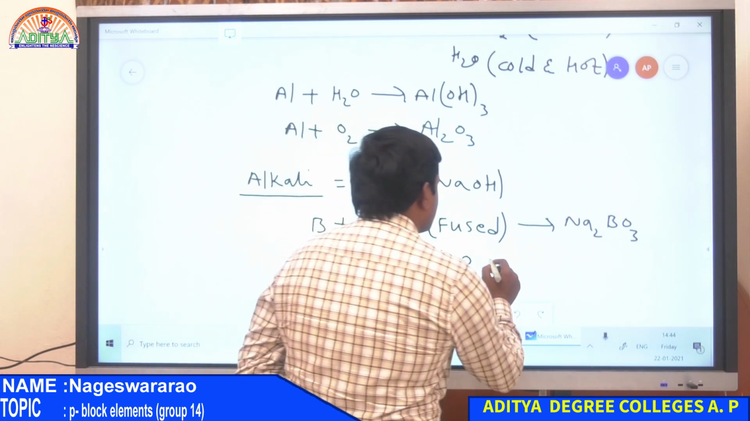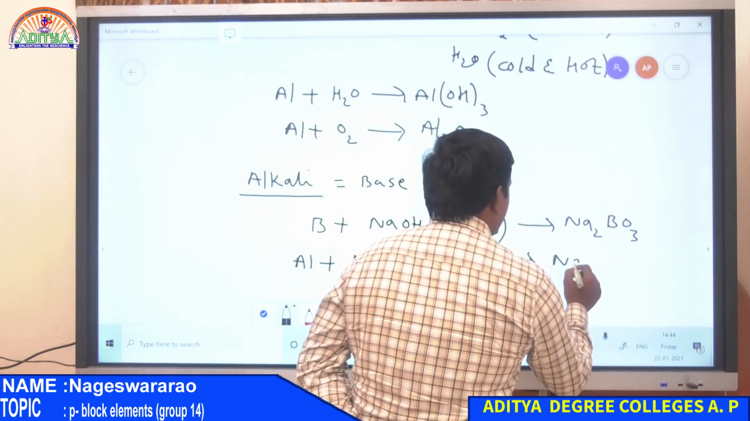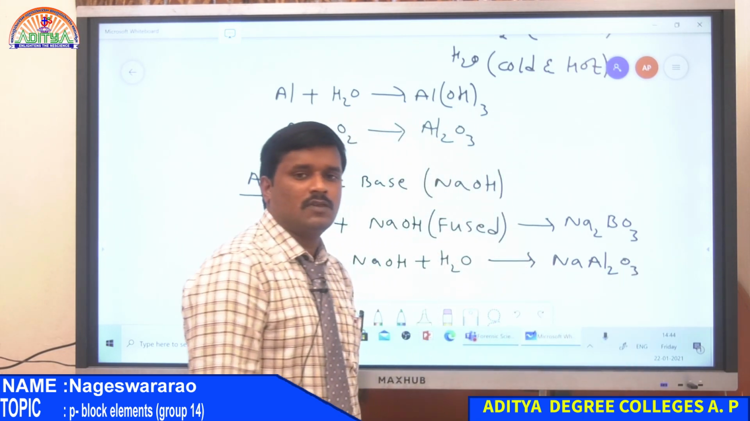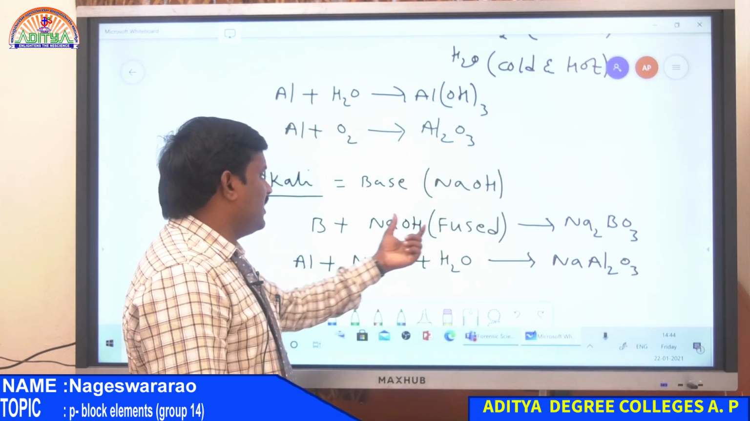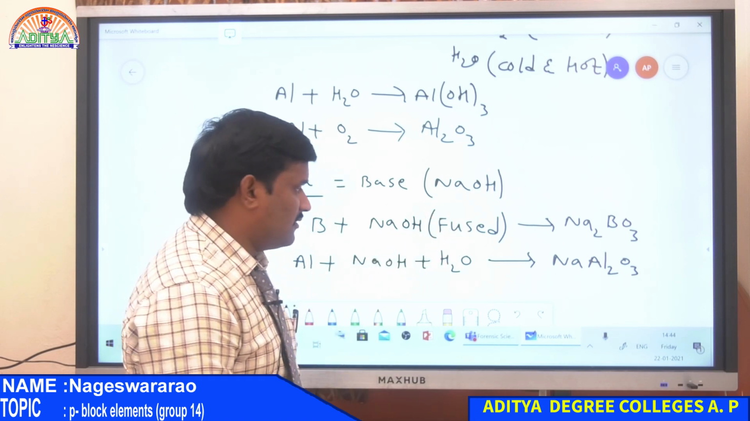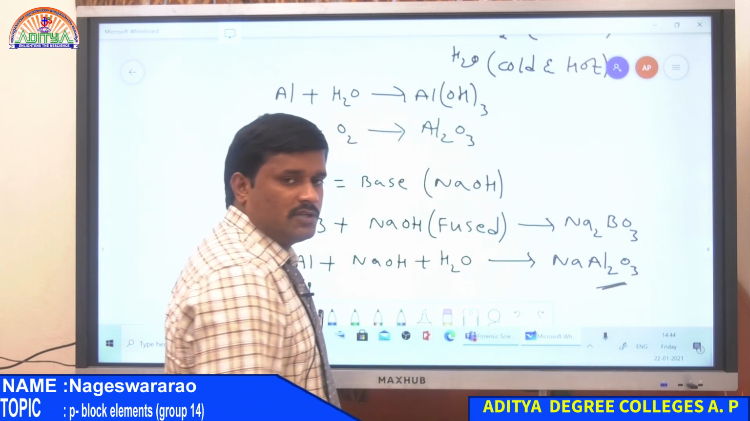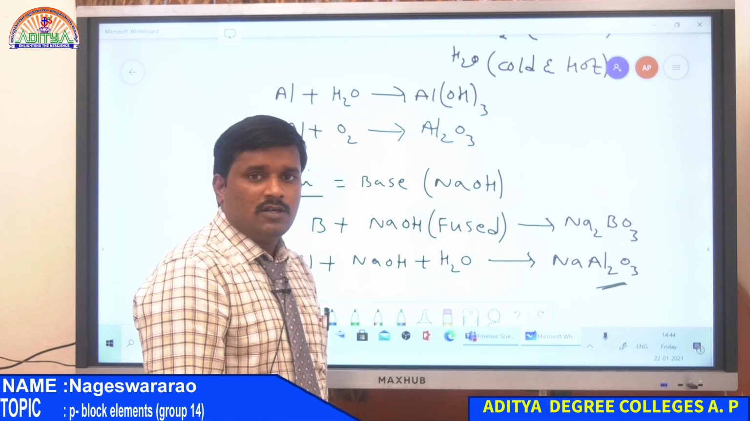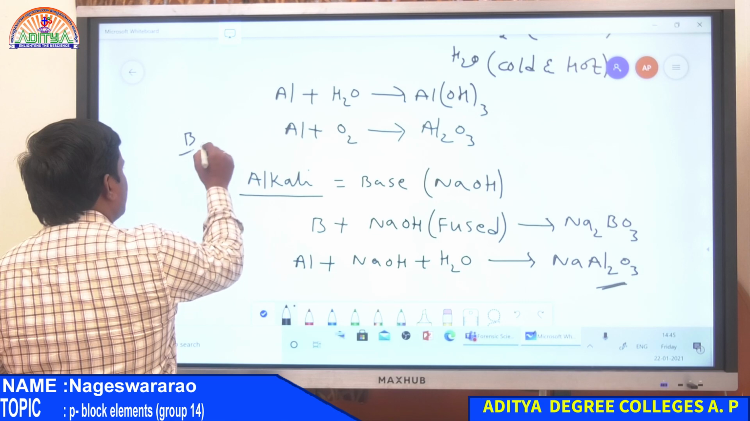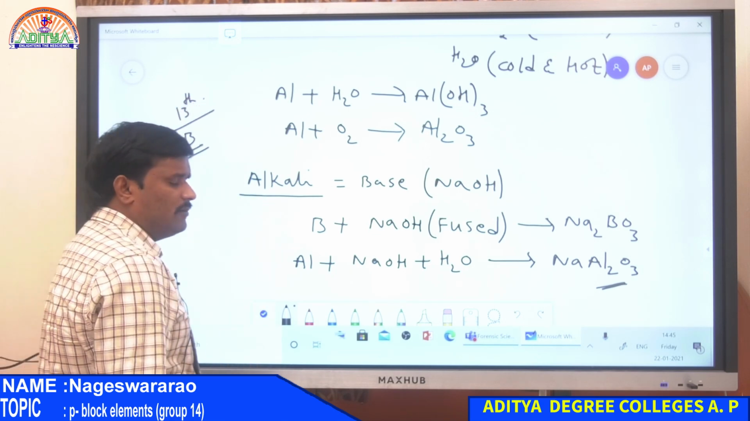So it easily reacts with aqueous NaOH and it gives NaAlO2. So boron only reacts with fused NaOH, whereas aluminum reacts with aqueous NaOH and gives a product. Therefore, the reactivity of aluminum is more compared to boron. So all these are the boron group elements or boron family or 13th group elements. This is all about 13th group elements.